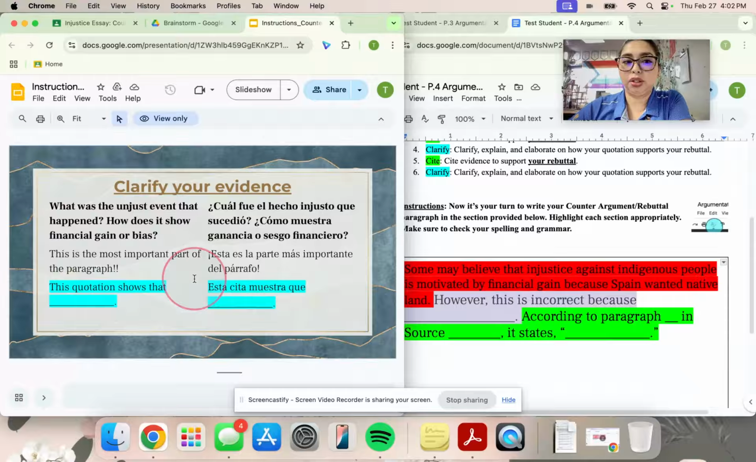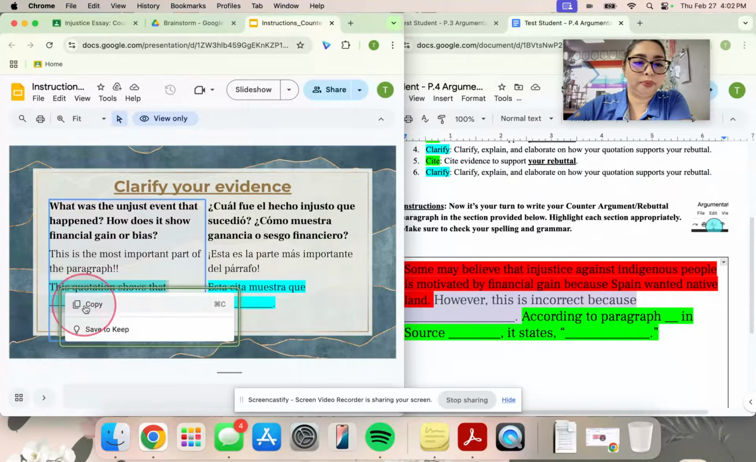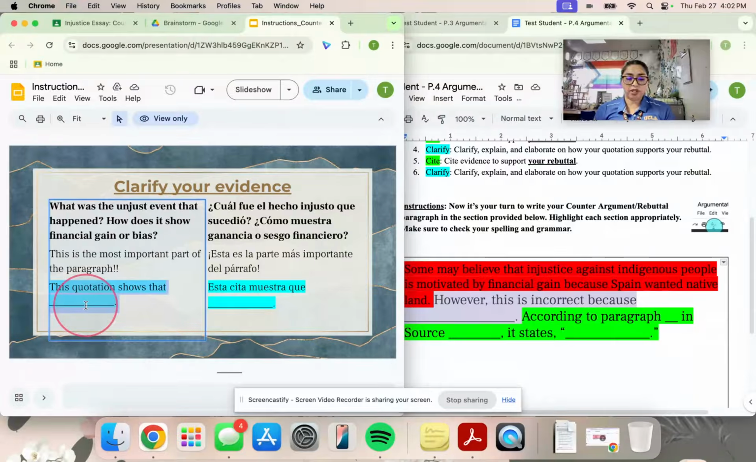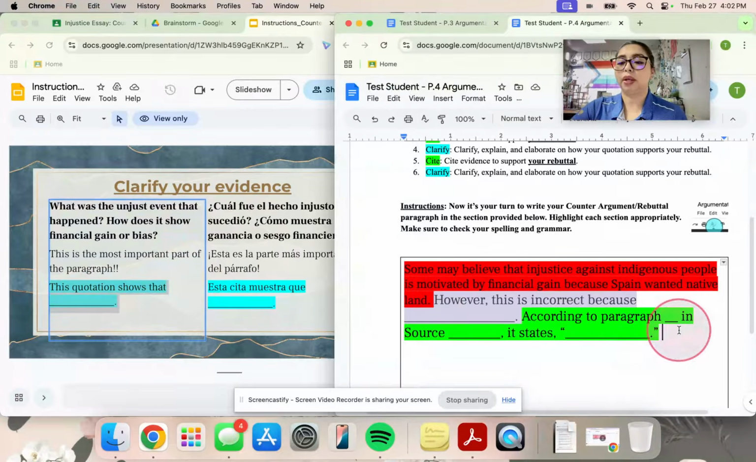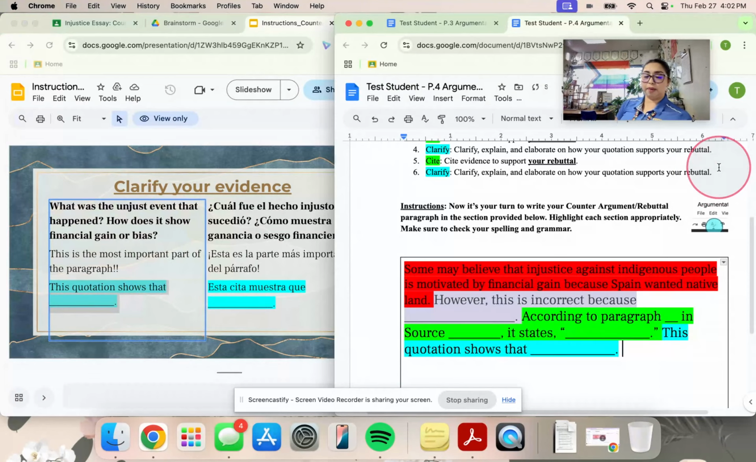The next thing that we're going to do is we're going to clarify that evidence. So just like this part is the same as the other two paragraphs, right? You were putting quotes, you were putting in evidence, and you were explaining how your evidence supports your claim. Same thing. Okay? You're going to copy that and paste that in there.